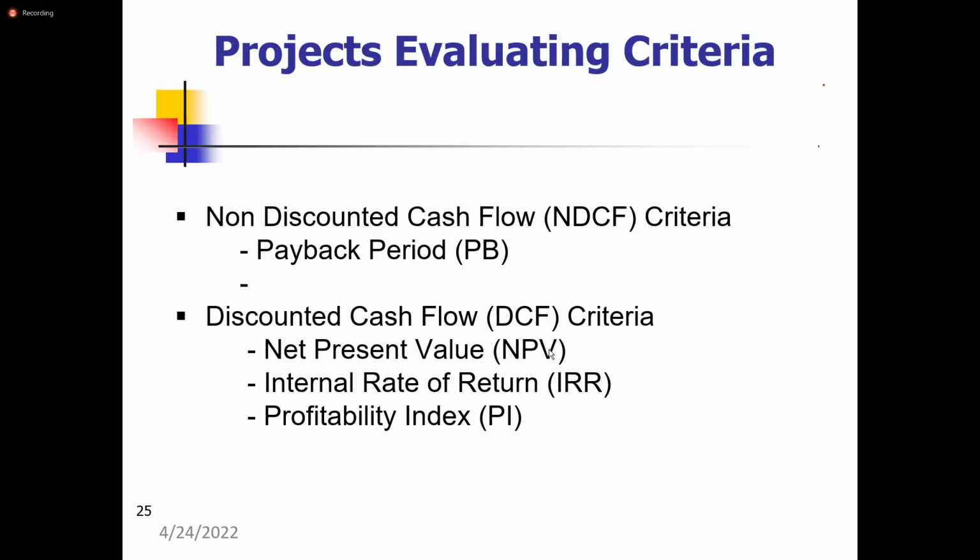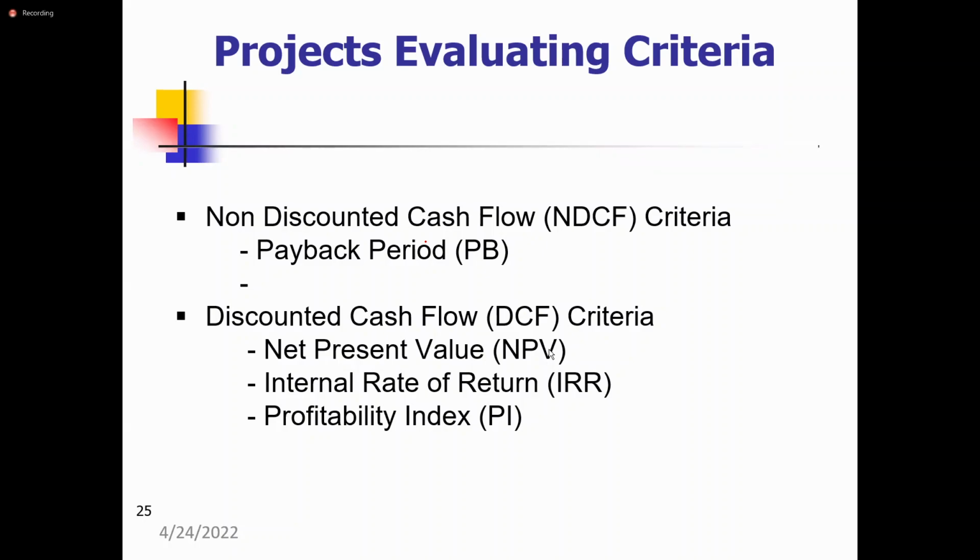For evaluation, basically we are using discounted cash flow based project evaluation methods as well as non-discounted cash flow based criteria. Can anyone explain to me what is this discounted and undiscounted? If you realize these concepts very effectively and know the matters very well, you can explain the meaning of discounted and non-discounted. Anyone, please? Adjusting the time value of money. Yes, correct. Discounted means adjusting the time differences.